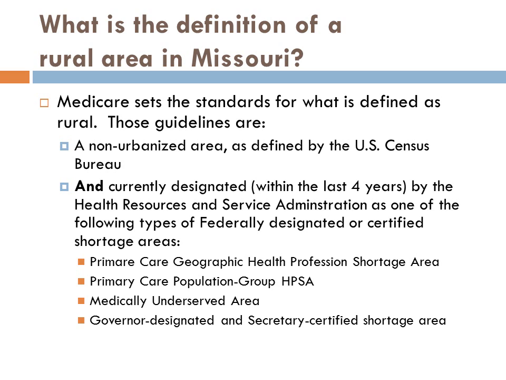What is the definition of a rural area in Missouri? Medicare sets the standards for what is defined as rural. Those guidelines are a non-urbanized area as defined by the U.S. Census Bureau, and currently designated within the last 4 years by the Health Resources and Service Administration as one of the following types of federally designated or certified shortage areas. Those are primary care geographic health profession shortage area, primary care population group health profession shortage area, medically underserved area, or governor designated and secretary certified shortage area.